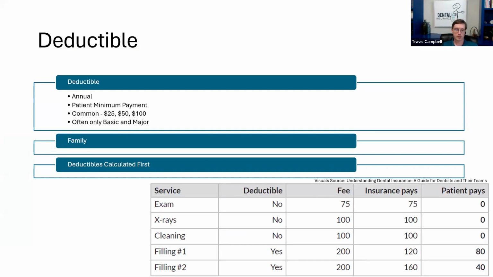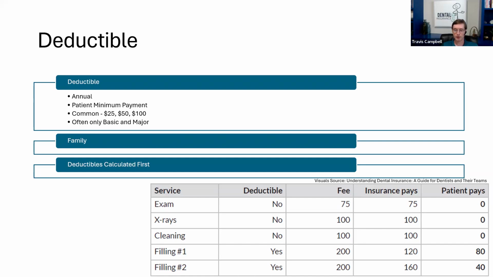Deductible is just like a medical deductible. It's annual. It's an amount the patient has to pay before insurance will pay for other things. Most common in dentistry is 25, 50, or 100, with 50 being the most common we see. But the other thing about deductibles, they're not usually invoked for 100% covered services. They're usually only invoked for things that have lower than 100% coverage, which is most often your basic and major treatment. So for instance, if a patient comes to you and gets exams and x-rays or cleanings that are 100% covered, insurance is going to pay the full fee, like the chart at the bottom, and the patient's paying nothing.